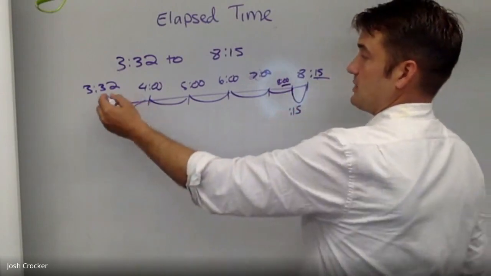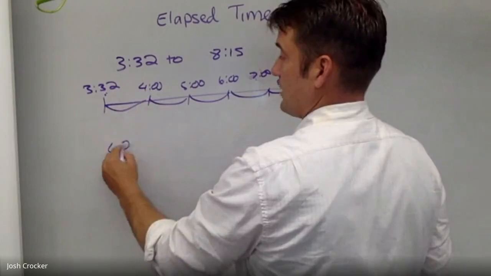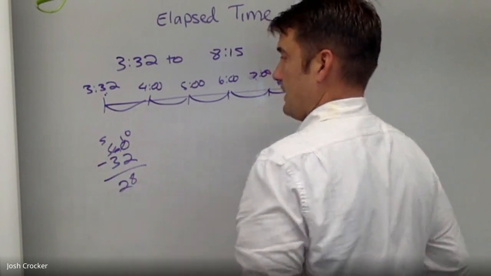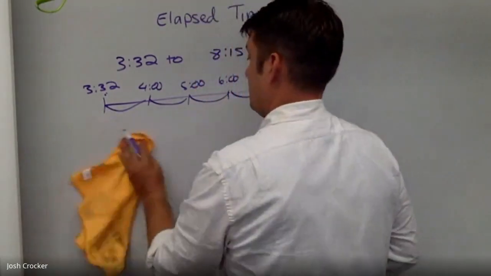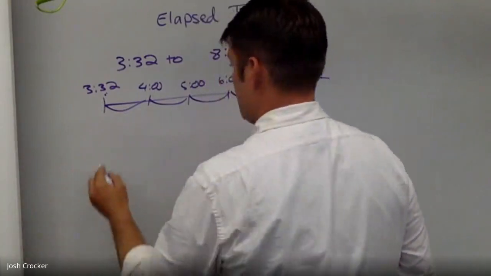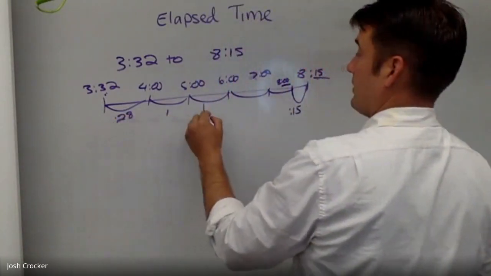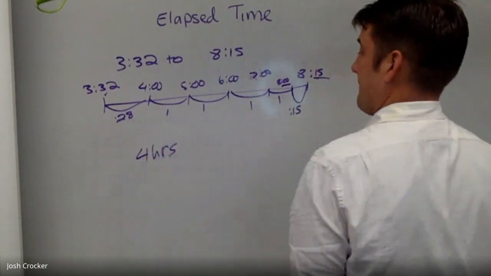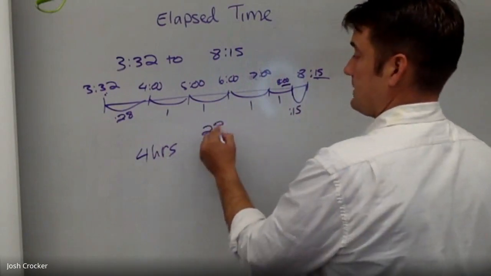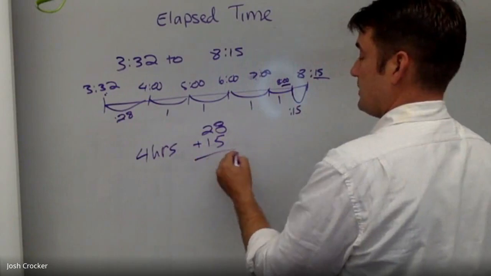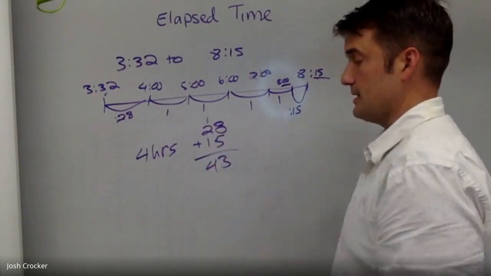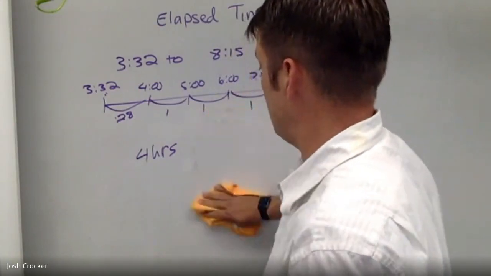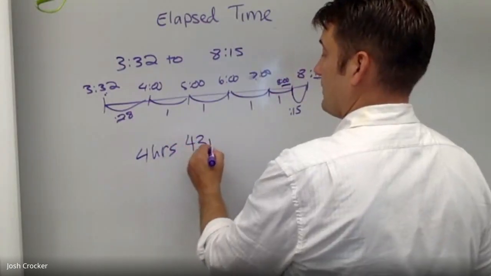Okay, I need to figure out this jump though, from 32 to 4. So I can just subtract from 60. It's 28 minutes. Okay, so this jump was 28 minutes, hour, hour, hour, hour. Okay, 4 hours. And then I've got 28 minutes and 15 minutes, and I want to just put those together. 43 minutes. That's fine. 43 minutes is fine. It's not over 60. Okay, so I've got 4 hours, 43 minutes.